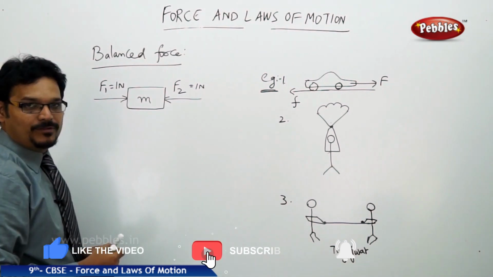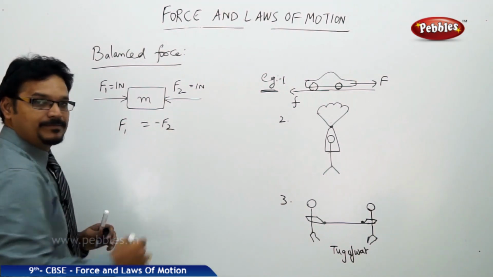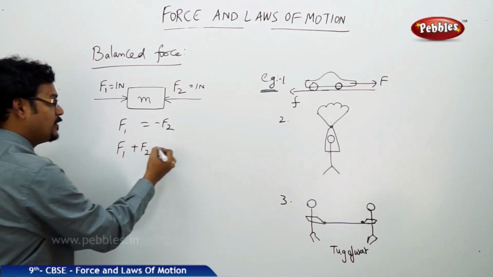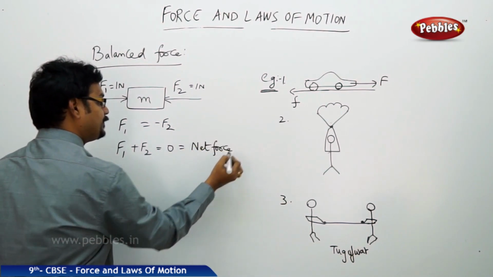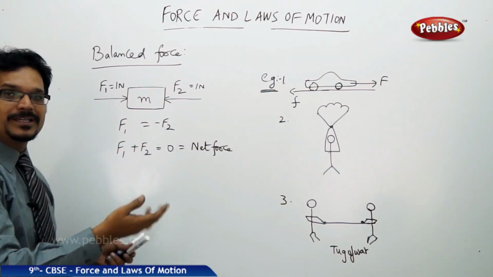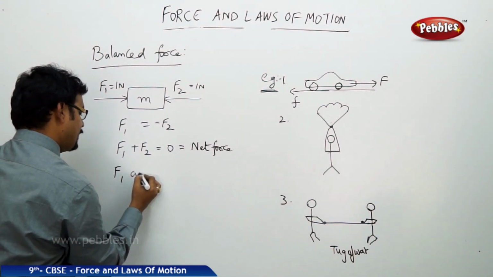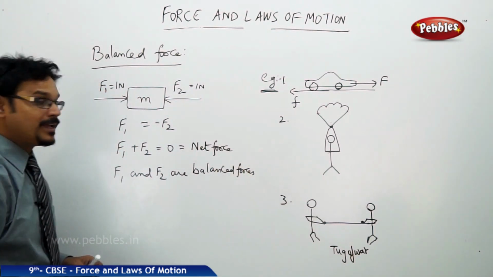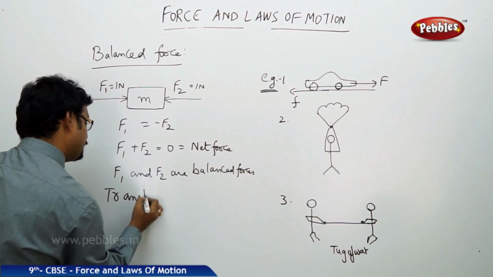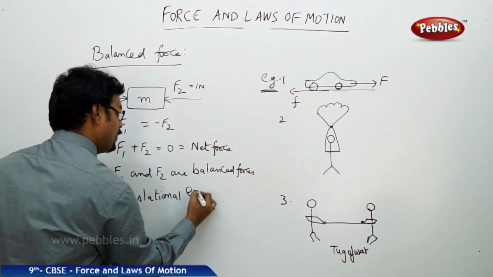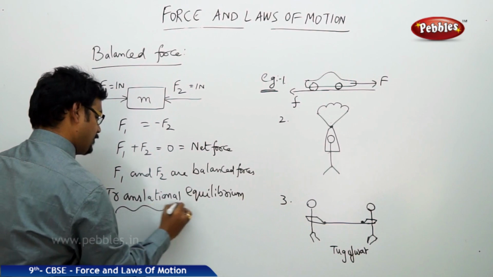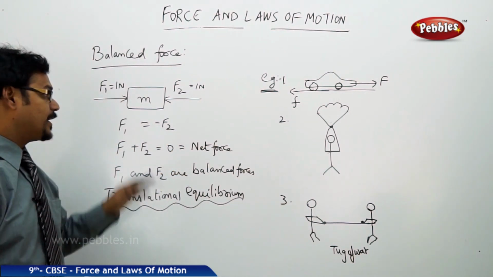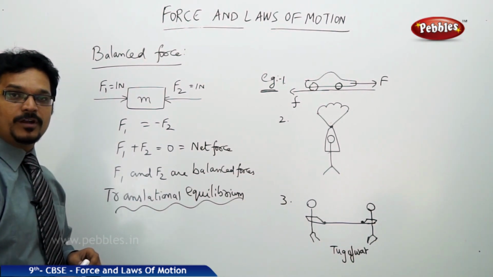Because when these two forces are acting on the block, which are equal but opposite, you take the total forces acting on the body, take minus F2 to the left hand side, F1 plus F2 is the total force, which is equal to 0, and this is called the net force. So the net force acting on the block is 0. Then F1 and F2 are called balanced forces. And this situation is called translational equilibrium. That means it is the state where the net force acting on the block is 0. And as I told you already, in this situation the body is either at rest or in uniform motion.